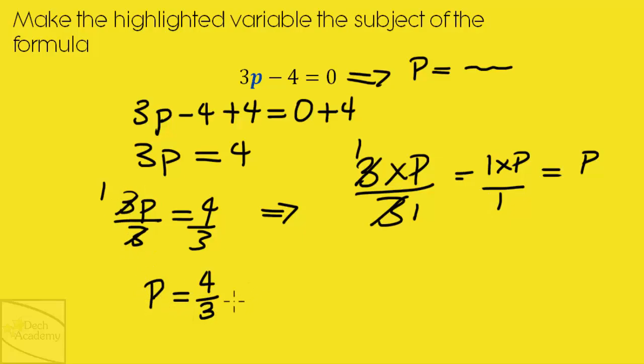P is 4 over 3 is the final form. Now p is the subject of the formula. P is the only term on the left hand side, and p only appears on the left hand side.